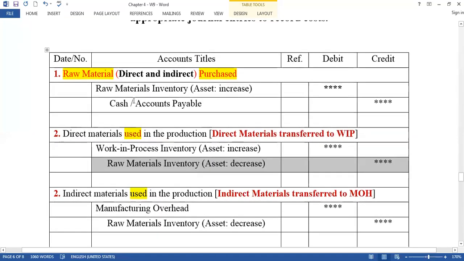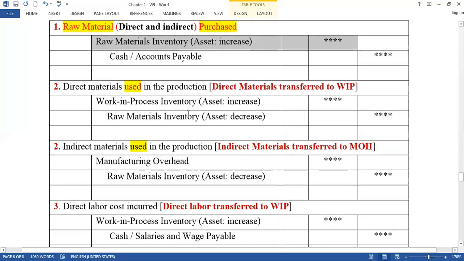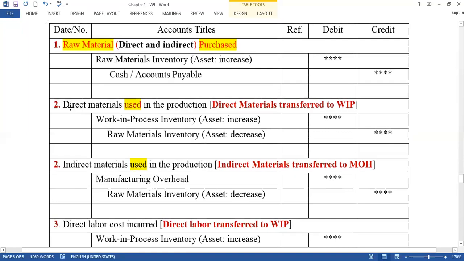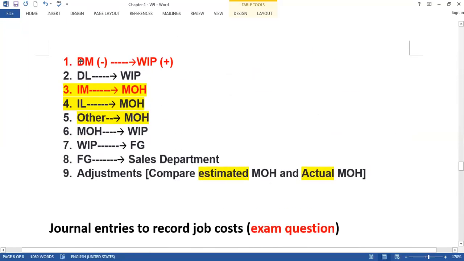You understand? Before, look here. Before, when you buy raw material inventory, it is increasing, debit. Now you use raw material, your raw material decreases, it is credit. And raw material transfer to WIP, debit. Do you understand number two? Number two is this one. Direct materials transfer to WIP.